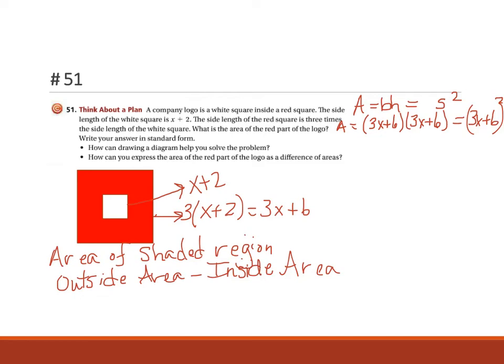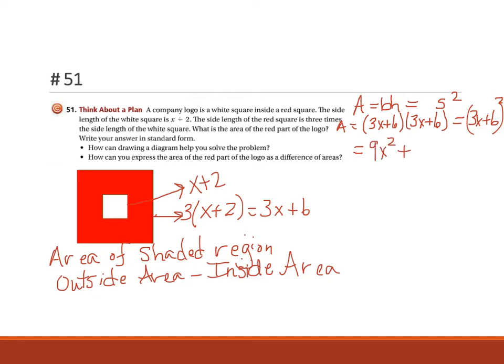Now, remember that our learning target was squaring a binomial, and that's exactly what I ended up with. And we learned that in order to square a binomial, we square the first term. So we're going to take 3x and square it. That's 9x squared.